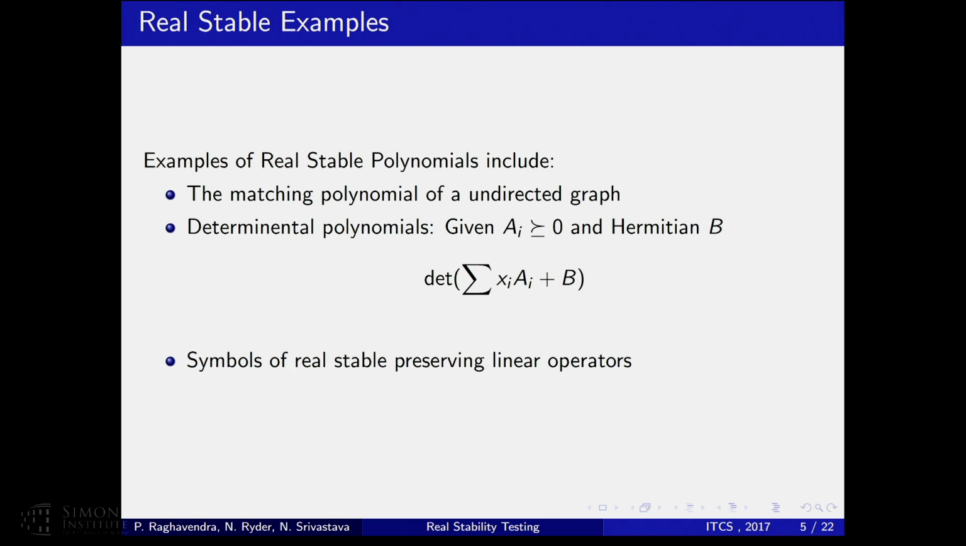The final example I want to give is symbols of real stable preserving linear operators. If you're given a linear operator, a natural question is when does it preserve real stability? It turns out for every linear operator you can associate a polynomial, which I'll talk about a little bit more in a second, called the symbol. And the given linear operator preserves real stability if and only if its symbol itself is real stable.